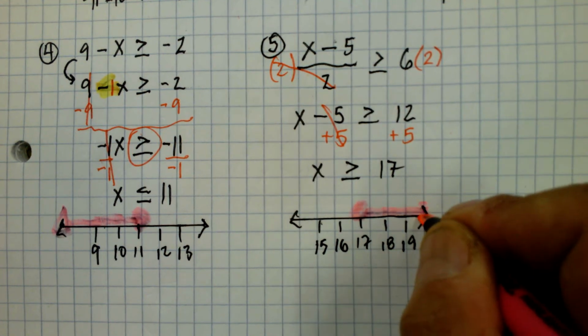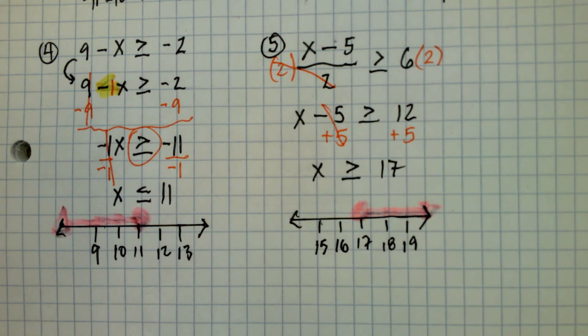Okay. And there's our answer, 17 and anything bigger than 17. Any questions? Okay, so the assignment's going to be on Delta.